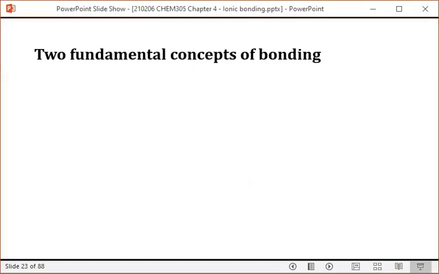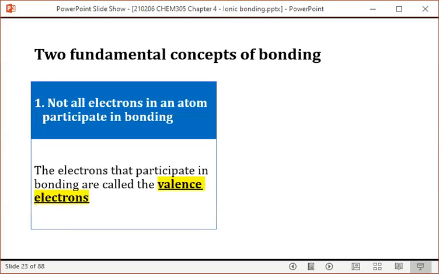So again, our two fundamental concepts of bonding. The first is that not all electrons in an atom participate in bonding. The electrons that do participate in bonding are called the valence electrons. And that's what we talked about in the previous lectures, how to figure out the number of valence electrons based on the location of an element on the periodic table. You can use the periodic table method and the Roman numerals for main group elements, or you can always write out the electron configuration. And the electrons that are in the highest n value of subshells are your valence electrons.